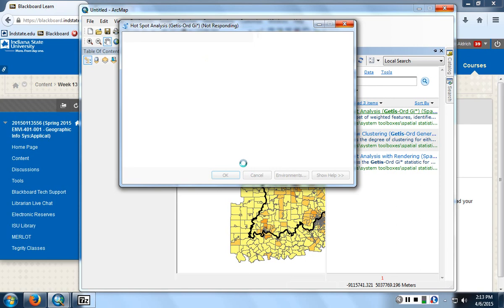It's called Hotspot Analysis. Or if you search, I search for Getis because I happen to know that's what it's called. Getis-Ord Gi star.